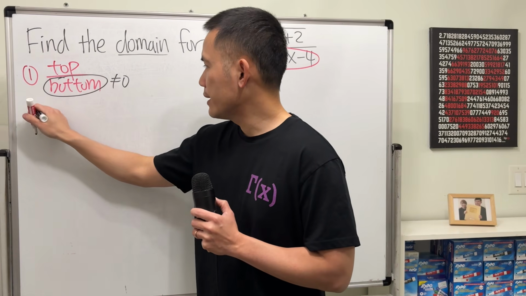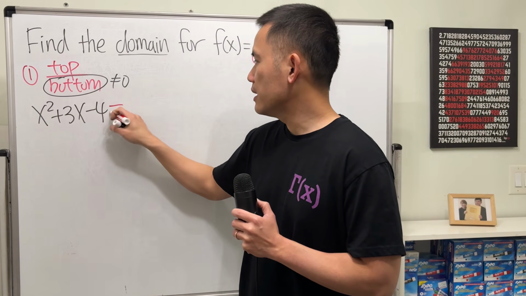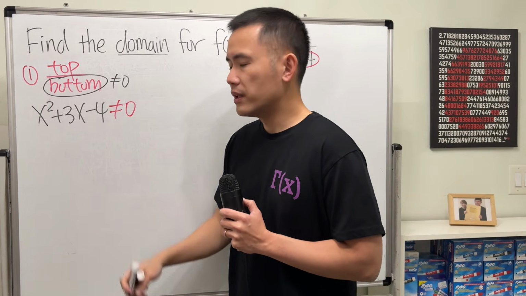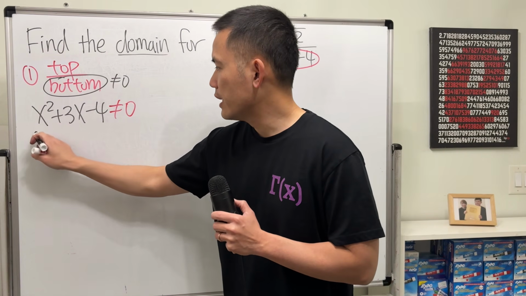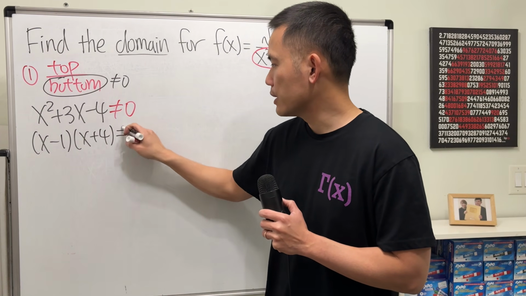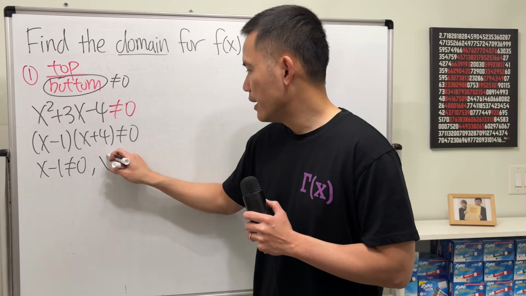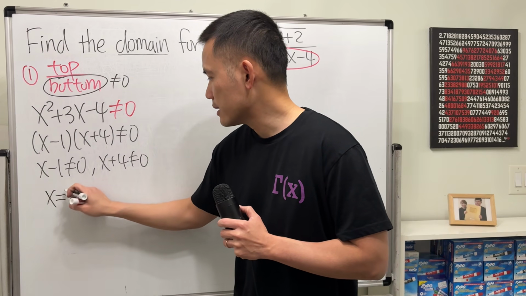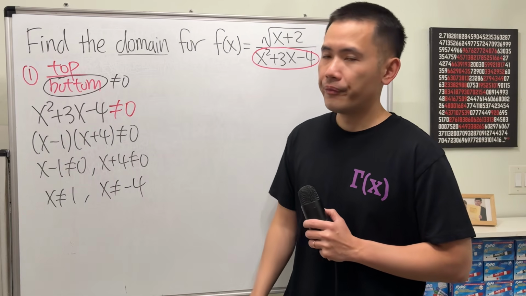So I'm going to write down x squared plus 3x minus 4, not equal to 0. Once you have this, you can solve it the usual way. Just treat it like an equation. We can factor it. We get x minus 1 times x plus 4, not equal to 0. And then x minus 1 is not equal to 0, x plus 4 is not equal to 0. Add 1 to both sides: x is not equal to 1. Subtract 4 from both sides: x is not equal to negative 4.